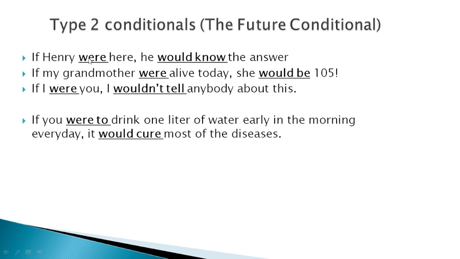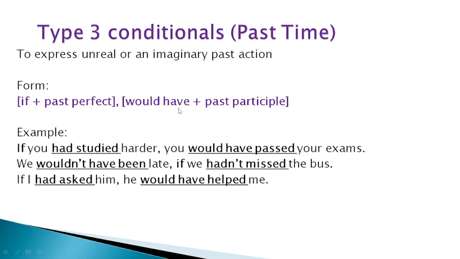We can use the verb whether it is third person singular or plural, second person singular or plural, or first person singular or plural. You can use the verb in this context. Then you can also use were to express the future meaning. Now look at type 3 conditionals. It's a past tense, so we can't use any present or future meaning. We can use type 3 conditionals only in the past, to express an unreal or imaginary past action.